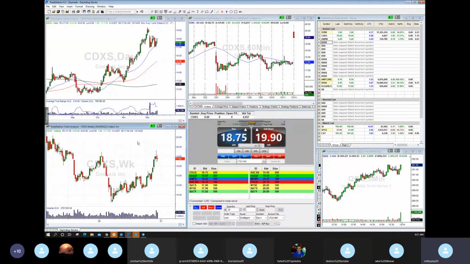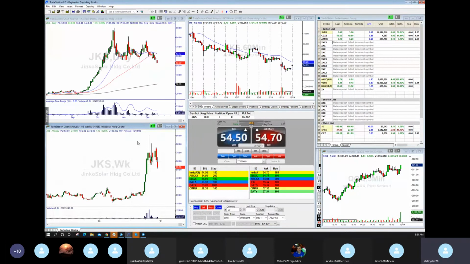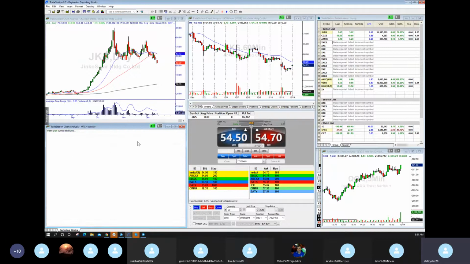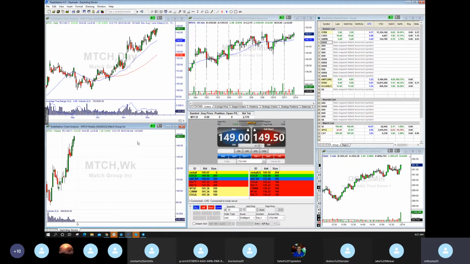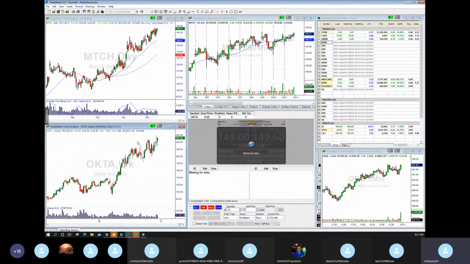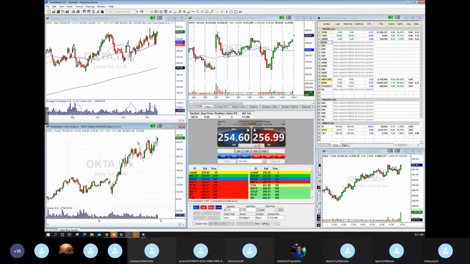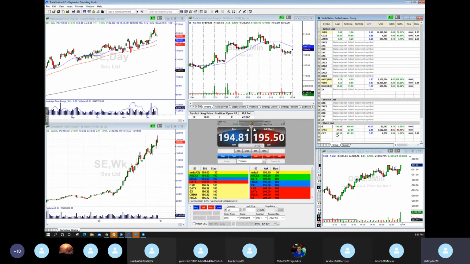All right, I am going to look at some of the usual names that popped up. JKS, I'm going to pass on JKS. Matchmaker, MTCH, I saw that this morning. It's no volume, 22,000 shares traded. Okta is really nice here. Really nice. It's a daily chart. It's going to make my watch list, and SPC is on my bearish watch list, and we'll talk about it in a little bit. But Okta is going to make my watch list.